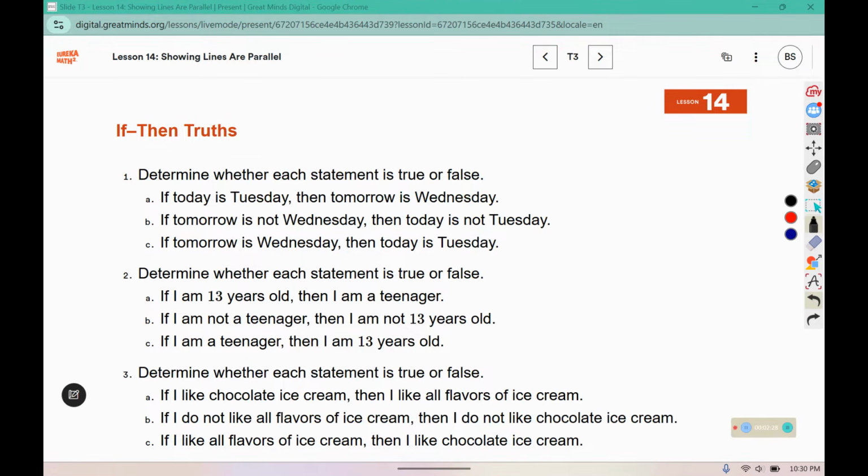If today is Tuesday, then tomorrow is Wednesday. That is a true statement. If tomorrow is not Wednesday, then today is not Tuesday. That is also true. If tomorrow is Wednesday, then today is Tuesday.